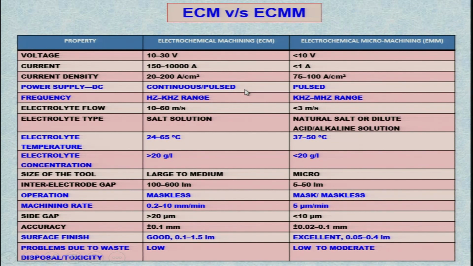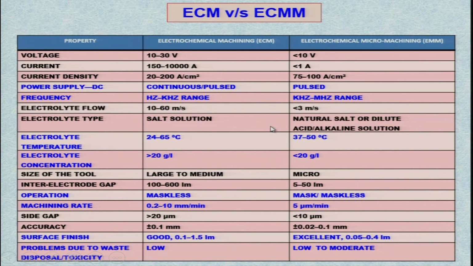For the power supply, normally you use DC power supply in ECM, but nowadays people are using pulse power supply also, while in micromachining you use only pulse power supply. The frequency range of the pulse power supply can be different in both cases depending upon the requirement. Electrolyte flow is 10 to 60 meter per second in ECM, and less than 3 meter per second in micro ECM, because here you have to be careful with the flow rate of the electrolyte, as the tool is very small and weak. If the electrolyte flow rate is very high, it may break, damage or distort the tool, which will affect the quality of the machined component.